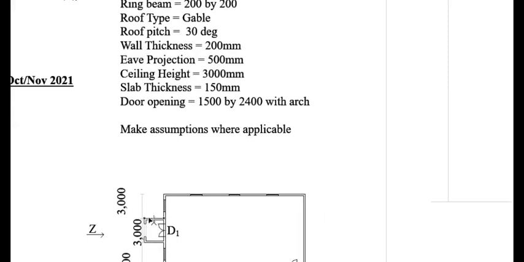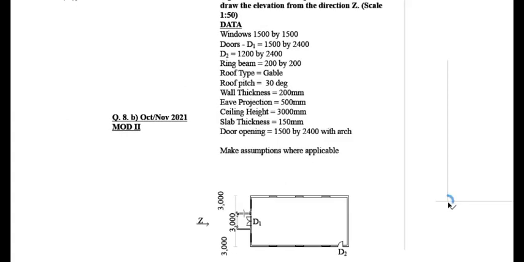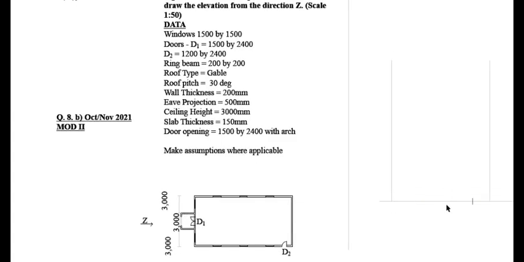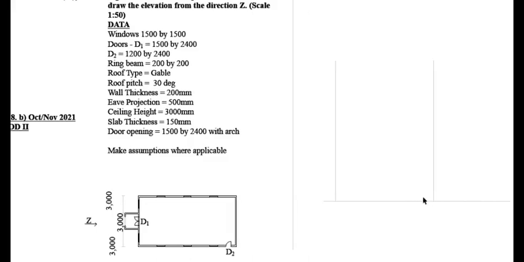So since the distance is 3,000 and 3,000, from this point you're going to measure 3,000, that is 60 millimeters, and also from this point measure 60 going this side and draw a line. So 60, and for this one also 60 millimeters. Draw a straight vertical line.